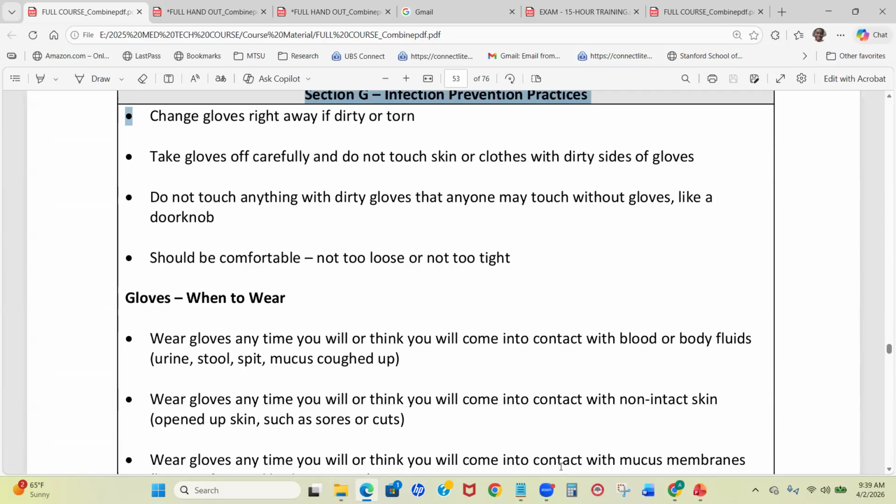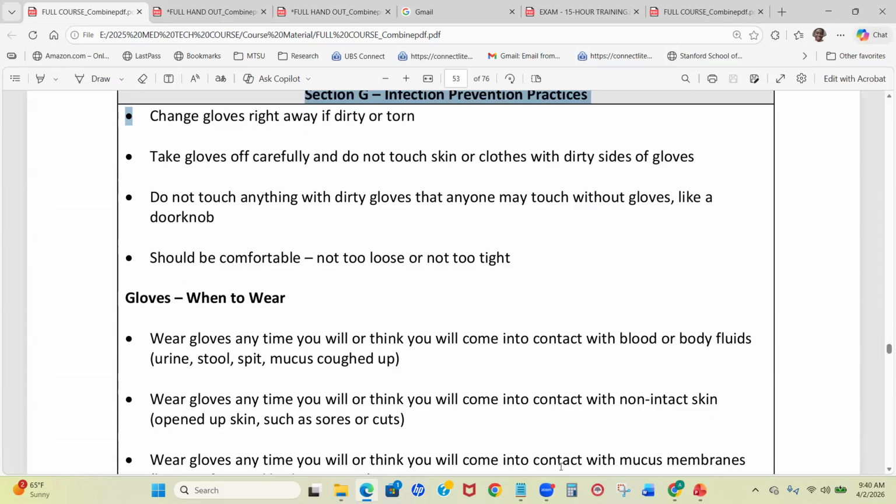So you have to change your gloves right away if they look dirty or torn. Take gloves off carefully and do not touch your skin. Don't touch your face with them. Do not touch anything with the dirty gloves that anyone may touch without gloves, like I said, the doorknob.